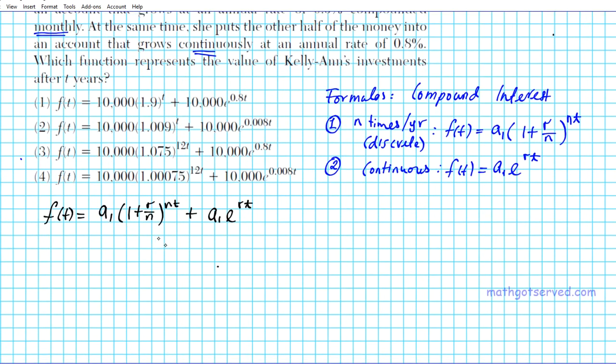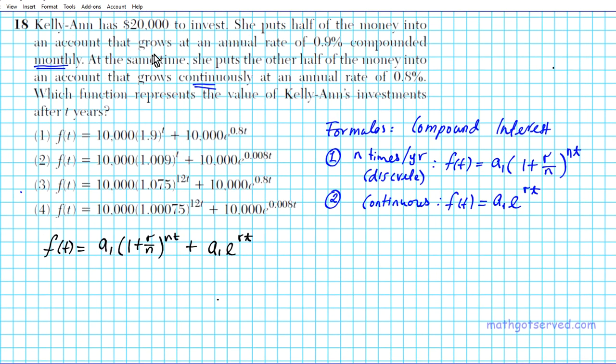Okay? All right, so for the one that's monthly, in this particular case, what's the initial amount? She started with 20,000 and she split it in half. So the first half goes here. We can call this A1 for the first one, and then we can call this A2 for the second one. For the first account, her starting amount was half of 20,000, which is 10,000. And then the rate r is what is it? 0.9%.